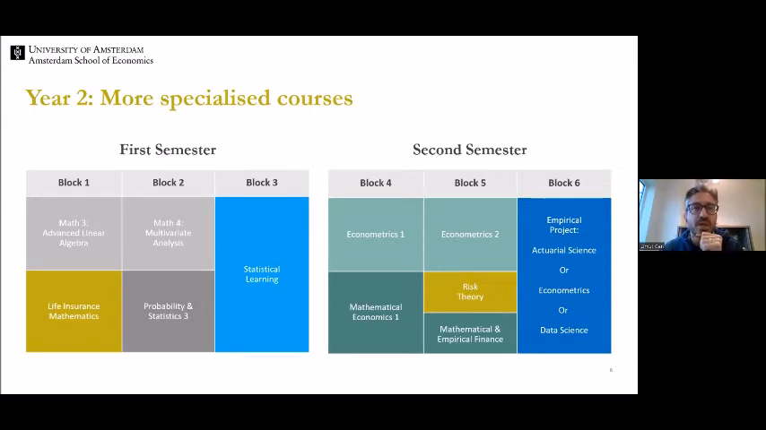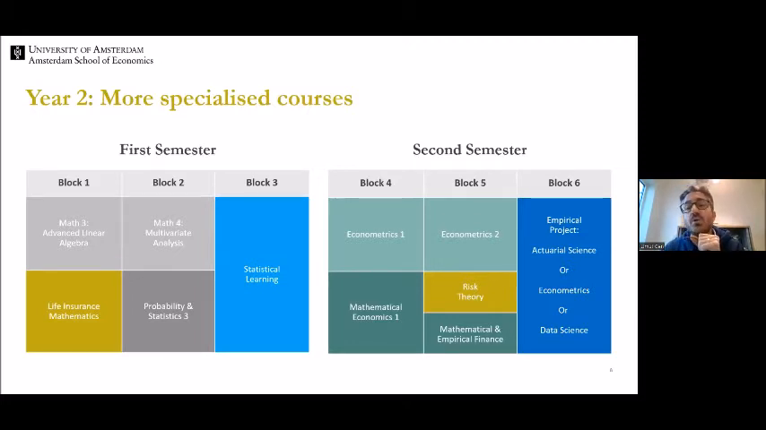In the second semester, you take econometrics 1 and 2. So these are again specialized courses more geared toward econometrics. And then you have mathematical economics. And then in block 5, the actuarial science students will take risk theory. The econometrics students will have a choice between risk theory or mathematical and empirical finance. So those econometrics students who might be interested in a career in actuarial science, and possibly a master's in actuarial science, they will be recommended to take risk theory. All the other econometrics and data science students will take mathematical and empirical finance.